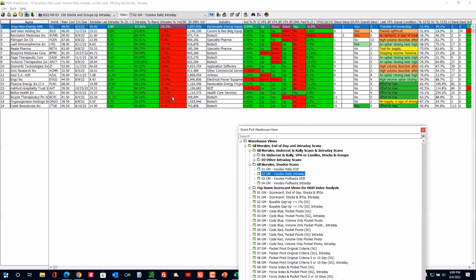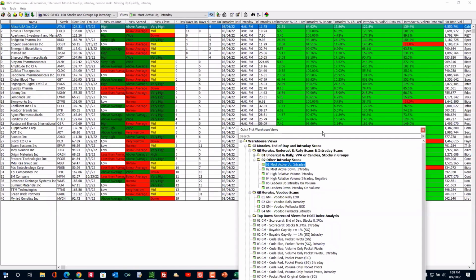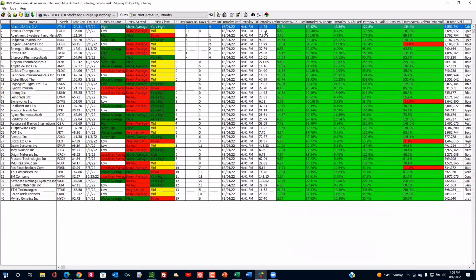So these are moving up on light volume. Let's go under the other intraday scans and look at the most active. So these stocks here are the most active stocks out of this list of 100 stocks that I created. As you can see, you can do anything you want to with this program as far as prospecting. Now, a lot of people like to look at a bunch of other stuff, go through all the fundamentals and so on. The fundamentals are in here.